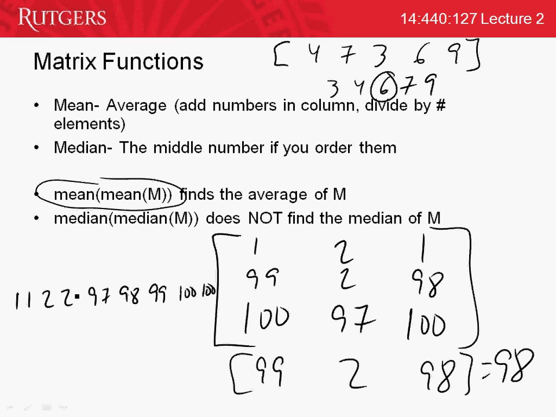Right, 2, 4, 6, 8, 9 elements. So the number in the middle is actually 97. So median of M does not find the median of the matrix M. And you can think about that in terms of basically distributive property.